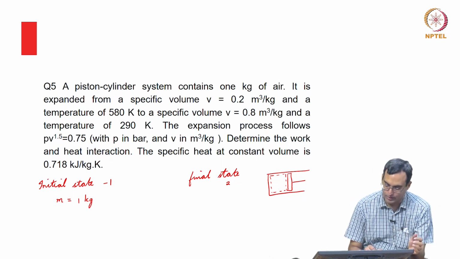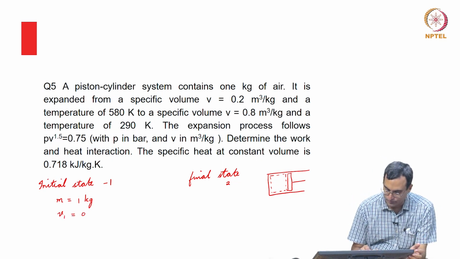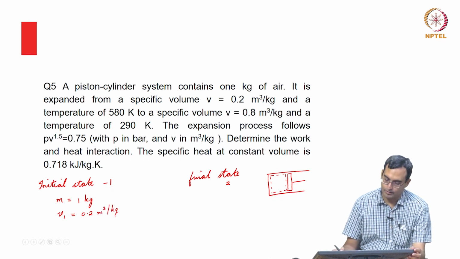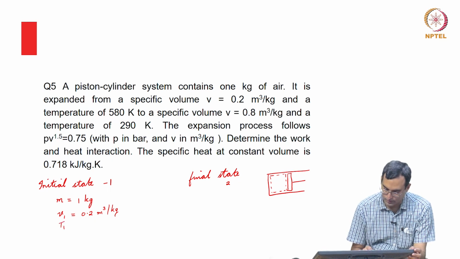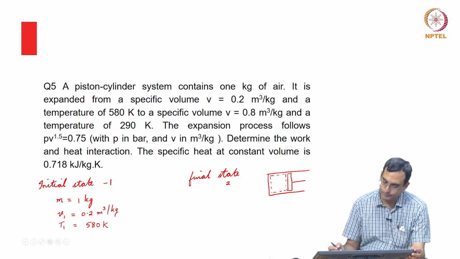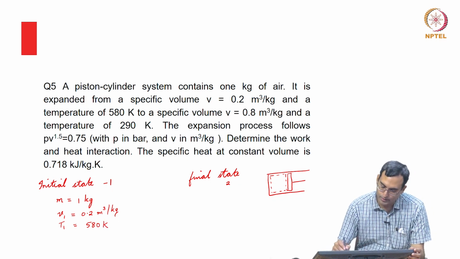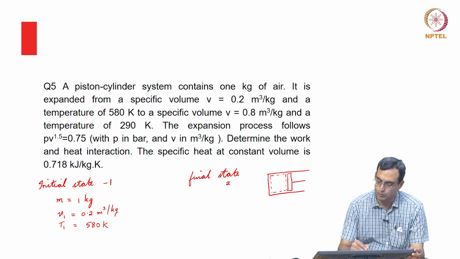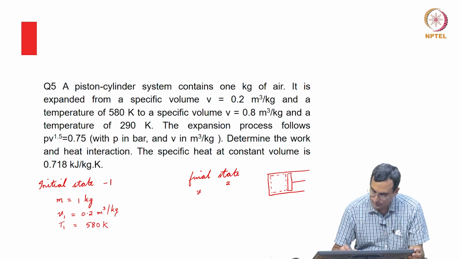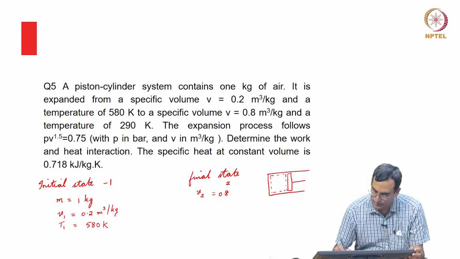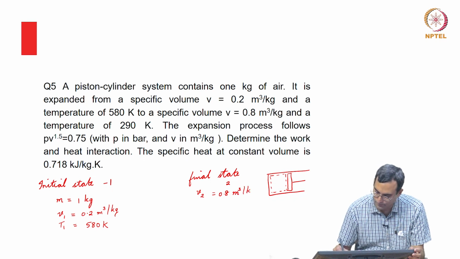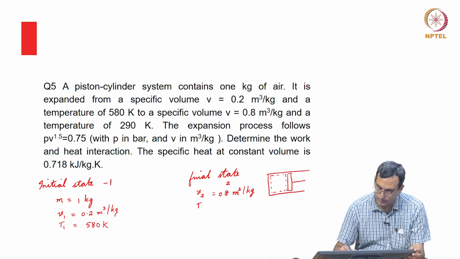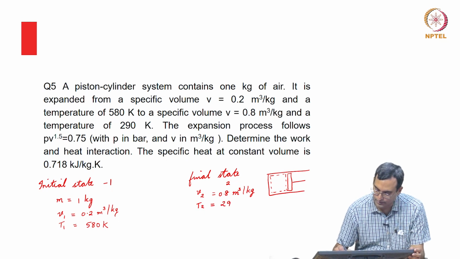The specific volume initially, we will call it V1, is 0.2 meter cube per kg, and the temperature initially is 580 Kelvin. What it says is, it is expanded from 0.2 meter cube per kg and 580 Kelvin to 0.8 meter cube per kg. That's our final volume, and a final temperature T2 of 290 Kelvin.